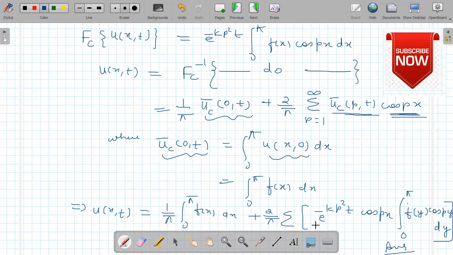So I hope you understand this lecture about applications of finite Fourier sine and cosine transforms to solve boundary value problems. I have discussed 2 problems. I'll discuss some more problems in my next lecture.